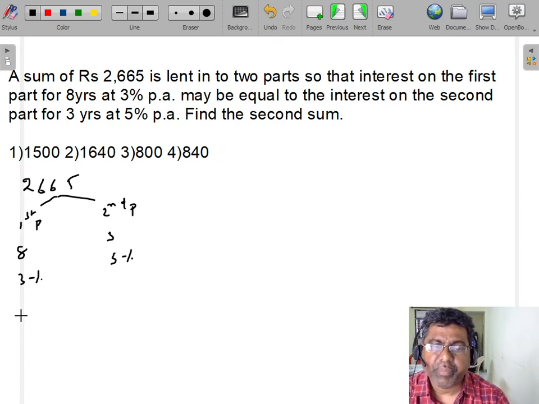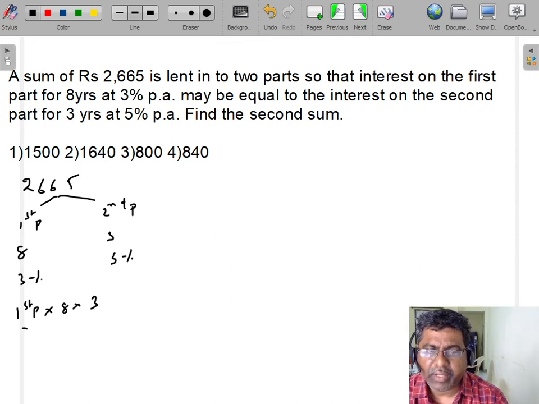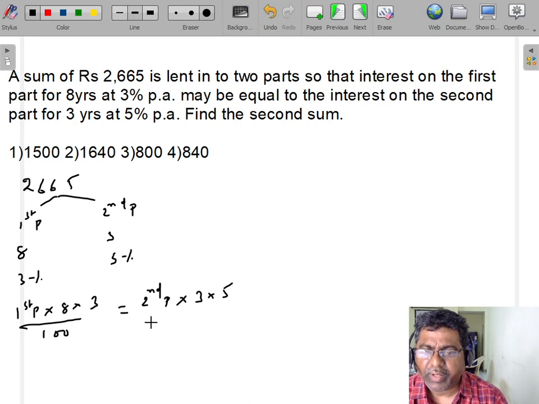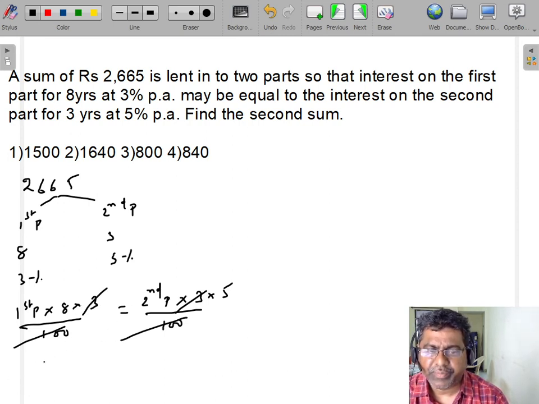Let us assume the first part as P. P, the first part, into time 8, into rate 3 by 100. This interest is equal to the second part's interest. Second part into 3 into 5 by 100. This 100 cancels, this 3 cancels. Now send the second part to this side: first by second is equal to, sending 8 to this side, 5 by 8.